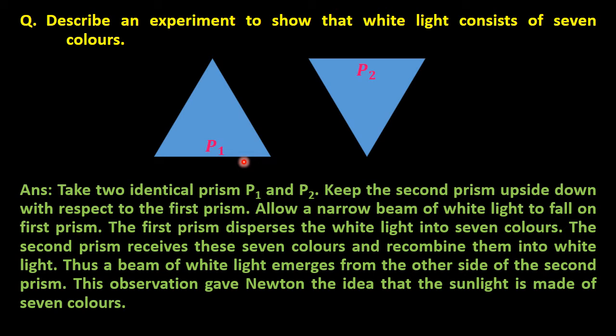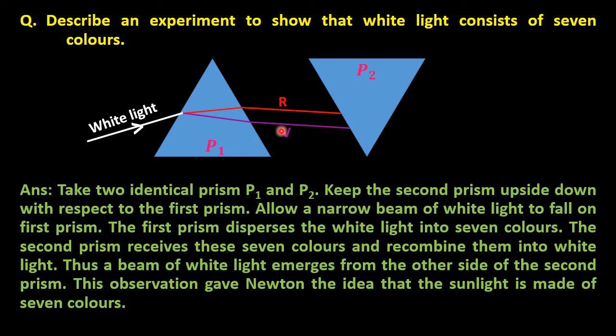Allow a narrow beam of white light to fall on the first prism. So here we allow a white light to pass through the first prism. When the light is passed through the first prism, it splits the white light into 7 colors, the red color on the top and violet color at the bottom.